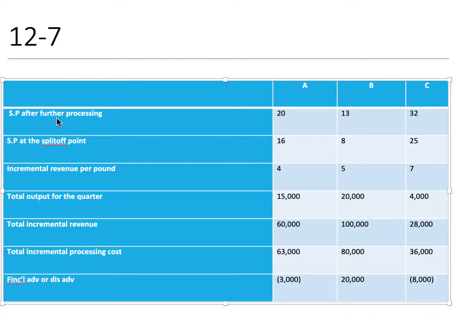So question 2 says, based on your analysis, which products should be sold at the split off and which products should be processed further? Well, products A and C, we should sell those at the split off point, right? There's no sense in processing further because the incremental cost is higher than the incremental revenue. Only product B should be processed further because we have a financial advantage of 20 grand to process that further.